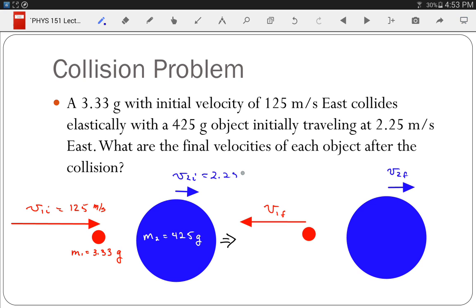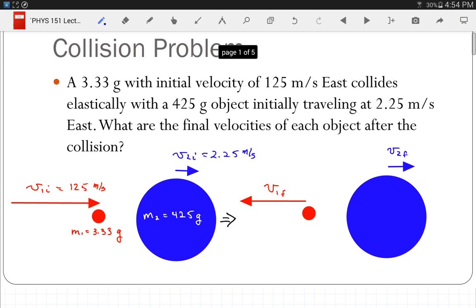2.25 meters per second, both of them moving to the east. Now I'm using to the right is to the east, so I'm just going to use positives to the right, negatives are to the left. So looking at this problem, I have a collision. It tells me it's elastic. Elastic means that kinetic energy is going to be conserved.